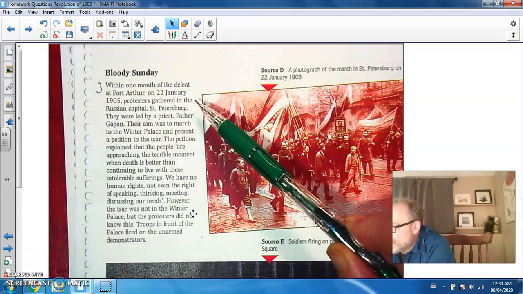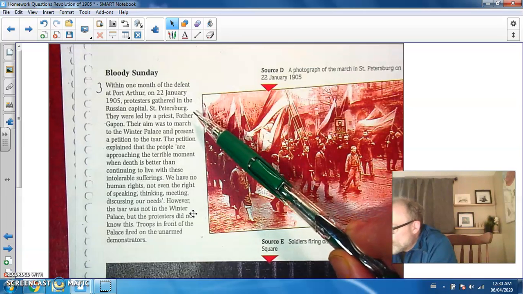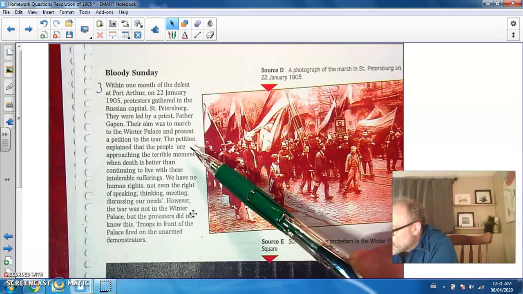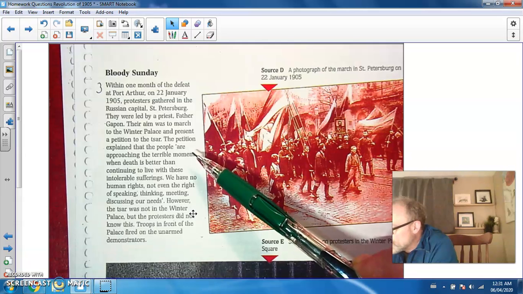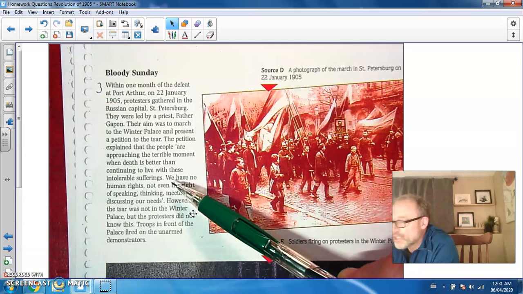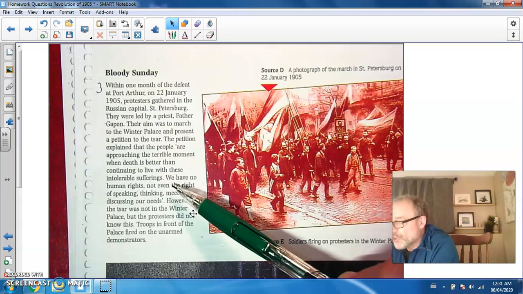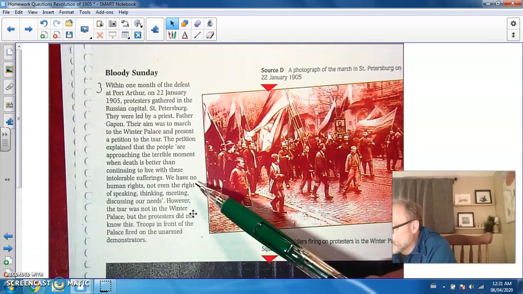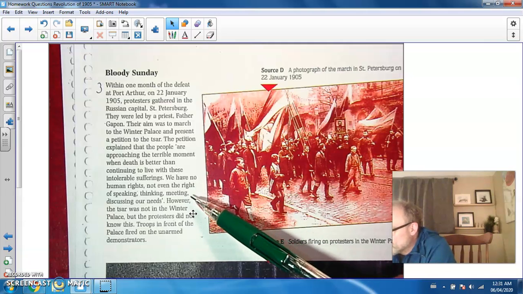Within 1 month of the defeat of Port Arthur, on January 22nd, 1905, protesters gathered in the Russian capital, St. Petersburg. They were led by a priest, Father Gapon. Their aim was to march to the Winter Palace and present a petition to the Tsar. The petition explained that the people are approaching the terrible moment when death is better than continuing to live with these intolerable sufferings. There are food shortages and shortages of all sorts of materials in Russia and in the cities in particular. They said that we have no human rights, not even the right of discussing our needs.